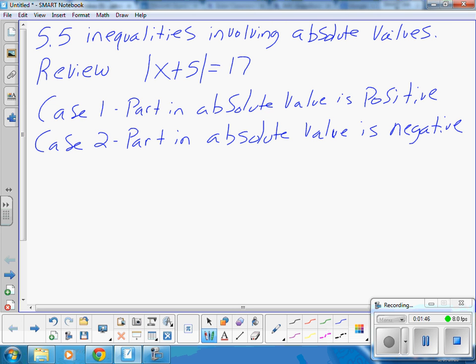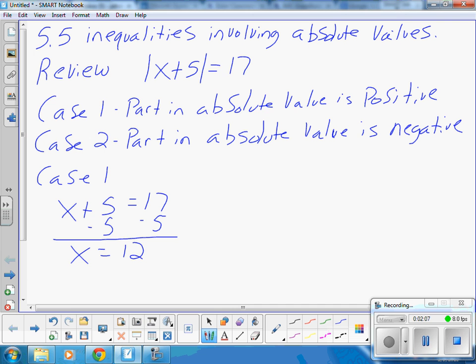So if we go back to the first problem, the example that I have there, case one, we have x plus 5 is equal to 17. The absolute value part is positive. I subtract 5, and I get x equals 12. So if the x plus 5 part is positive, obviously x equals 12. 12 plus 5 is 17. All works out. It's positive.